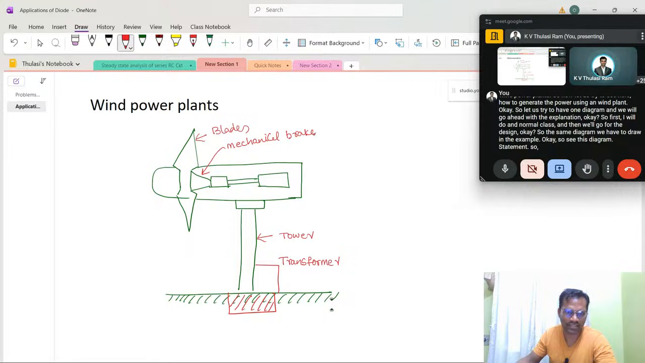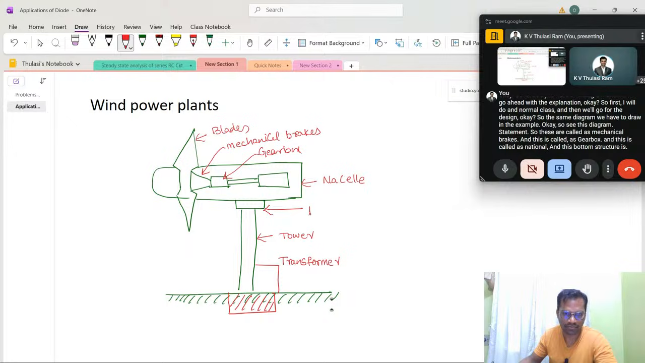So these are called mechanical brakes, and this is called the gearbox, and this is called the nacelle, and this bottom structure is called the pivoting system.